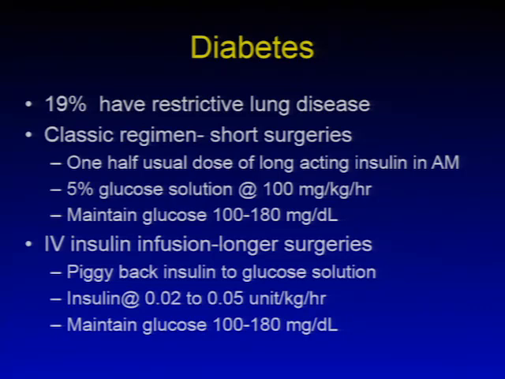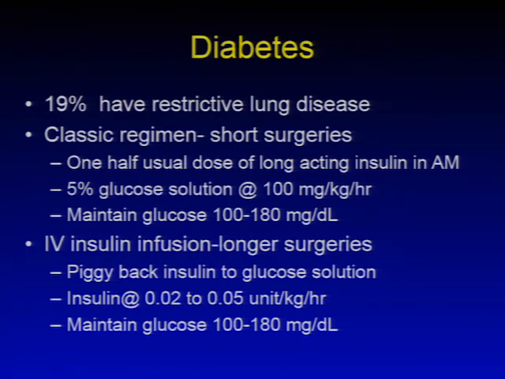Diabetes in pediatric patients. Of these patients, 19% have restrictive lung disease. There is usually a classical regimen for short surgery, which involves half of the usual dose of long-acting insulin in the morning and a 5% glucose solution at 100 milligrams per kilogram per hour, maintaining glucose at 100 to 180 milligrams per deciliter. An IV insulin infusion is used for longer surgeries, usually piggybacked onto the glucose solution. Insulin runs usually at 0.02 to 0.05 units per kilogram per hour, maintaining glucose somewhere in the 100 to 180 milligrams per deciliter range.